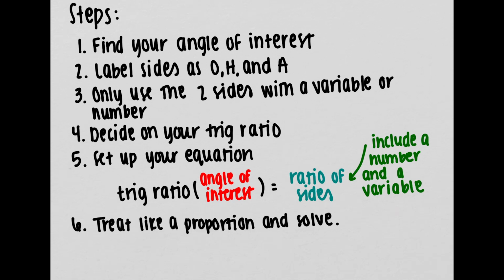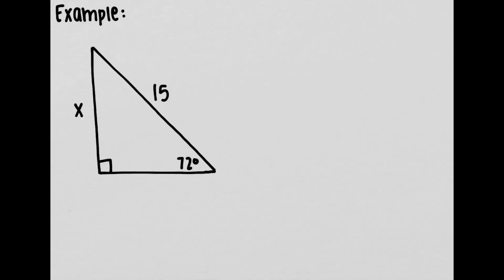And step 6 is to then treat this like a proportion and solve. You'll see what I mean in just a second. It's really important to know that with these missing sides, when you plug it into your calculator, you're probably going to get a long decimal. So with these ones, I want you to round to 3 decimal places. Alright, so I'm going to do 3 examples here, that way we can get some practice.